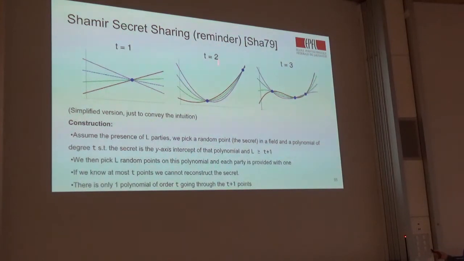And you can do the same thing with t equals 2, so for a polynomial of order 2, but then you need 3 points, for a polynomial of order 3, you need 4 points to define your curve, and then you always get the secret here on the y-axis.